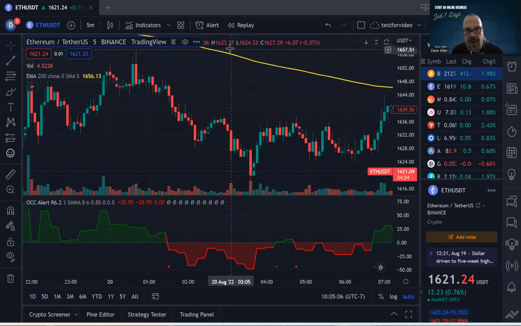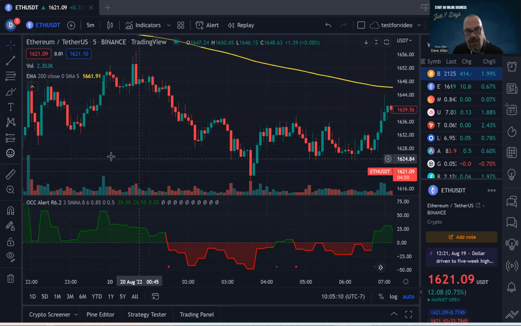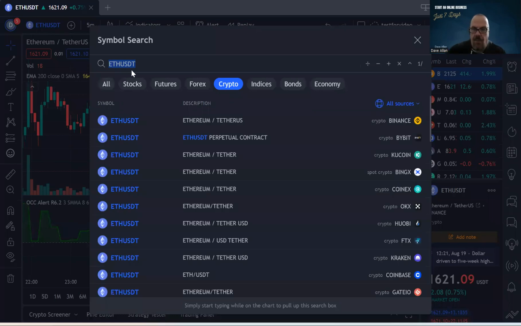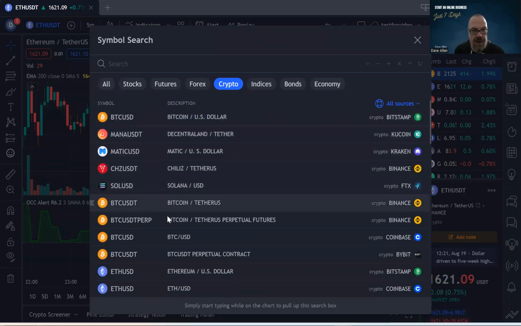So you want to make sure that line, whether it's blue, yellow, whatever you set it to, is always below. And ideally, you want it kind of going up on a slant. All right, let's try just a couple more here. We'll see what we can find here.